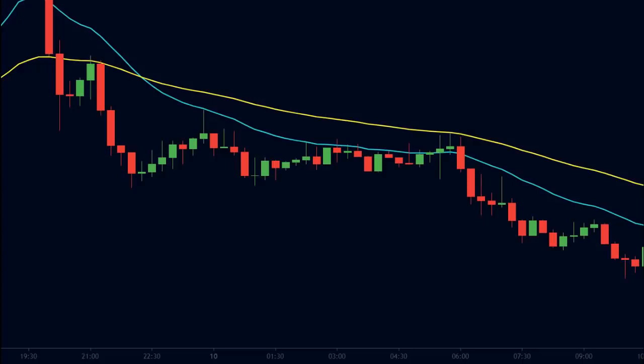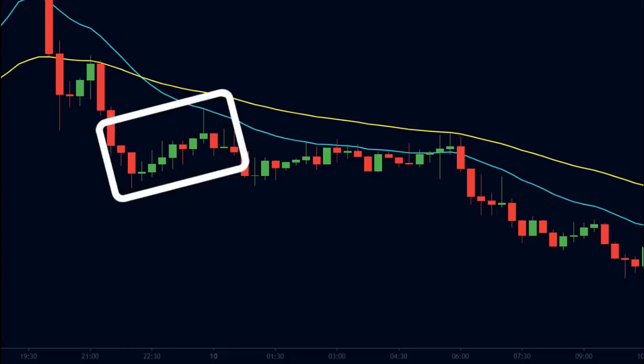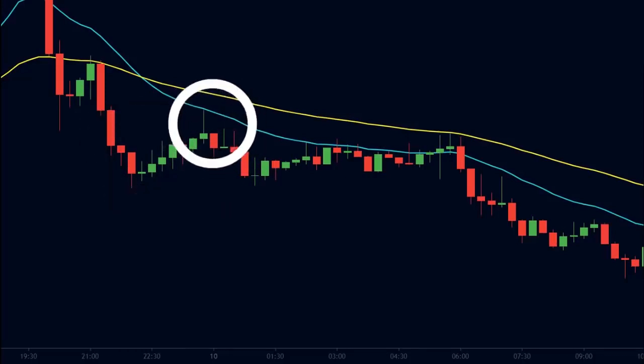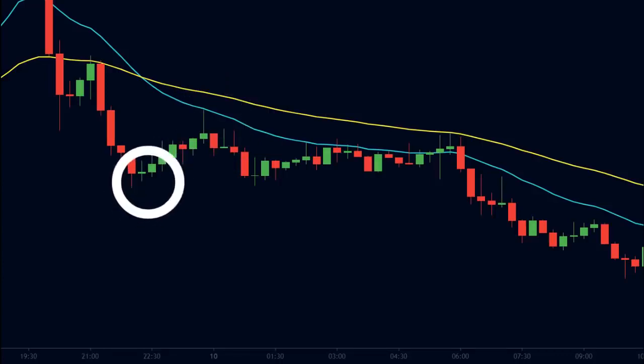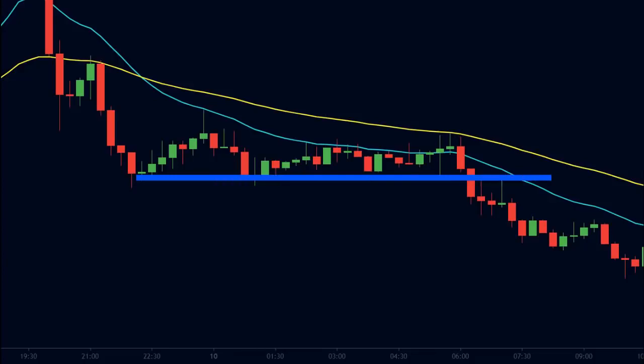Now, we wait for the price to pull back to the 20 EMA. Here is the pullback. We can clearly see that the wick of this candle touches the 20 EMA, and the price does not cross above the 50 EMA. Therefore, the pullback is also valid. Now we wait for the price to break the most recent swing low. So we stretch a line and wait for a breakout.